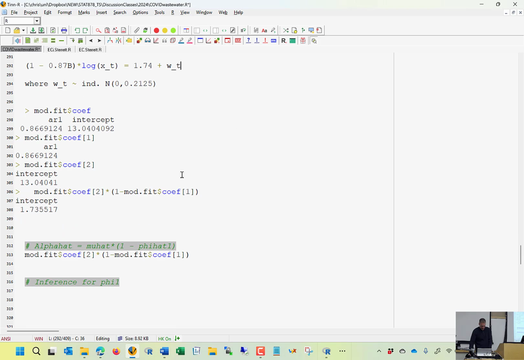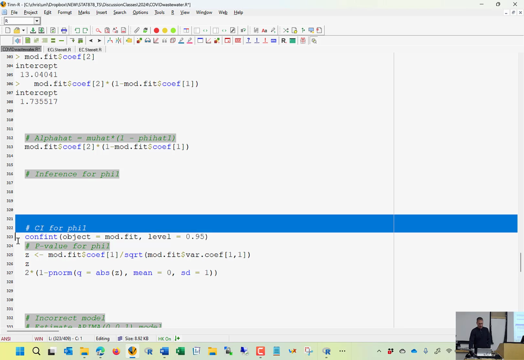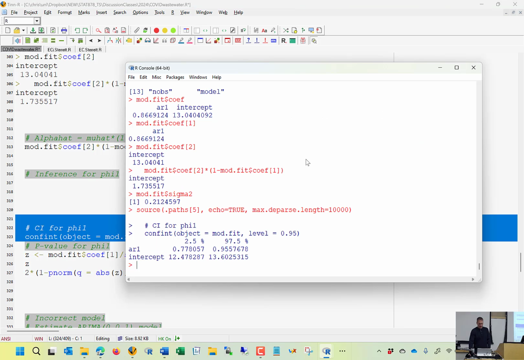Let's see, was there anything else? Of course, we could do inferences for phi 1 as well, formally. What's the easiest way to do inferences for phi 1 here in terms of a function in R? Use what function? Confint, yeah. So I can do confint of mod.fit, specify I want 95% intervals, and so we can see that the 95% interval for phi 1 is 0.78 to 0.96.